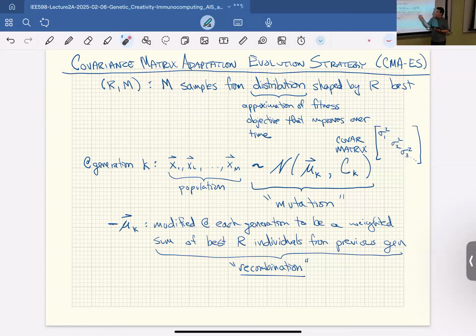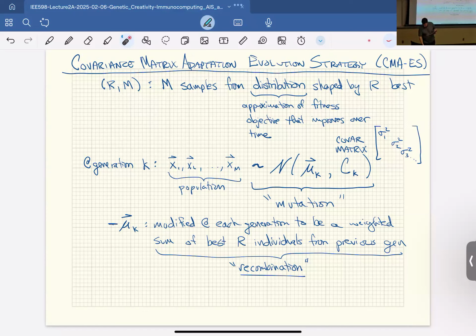So this is a far less literal way to do this evolutionary approach. It's just trying to capture statistically what's going on from generation to generation. And so that's where the recombination comes into play. It's moving the mean around. All right, now the covariance step.